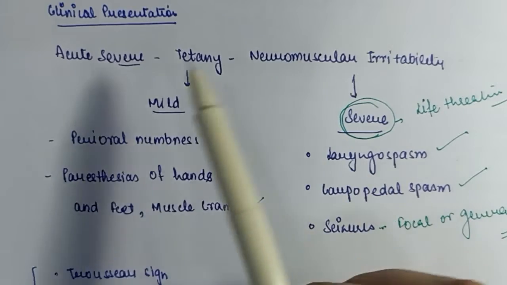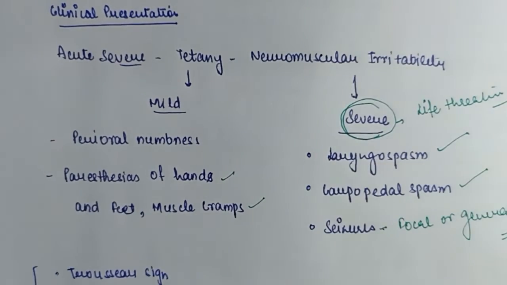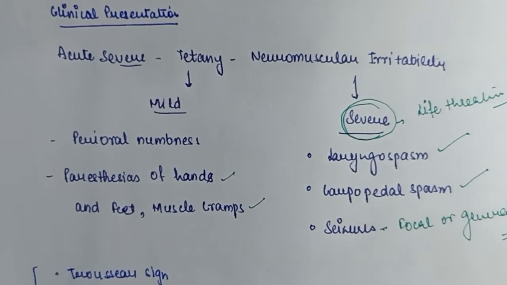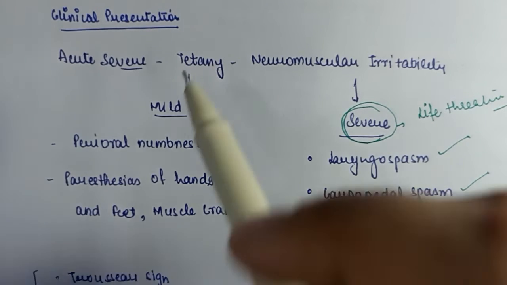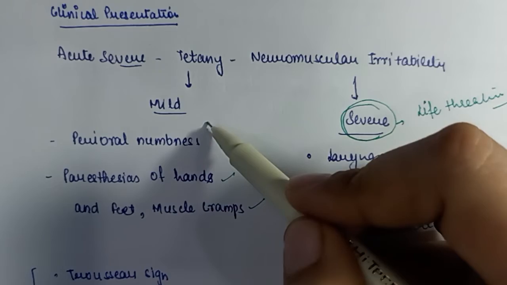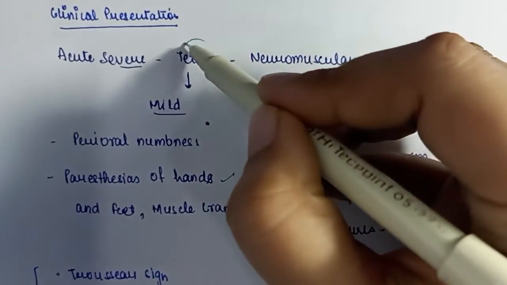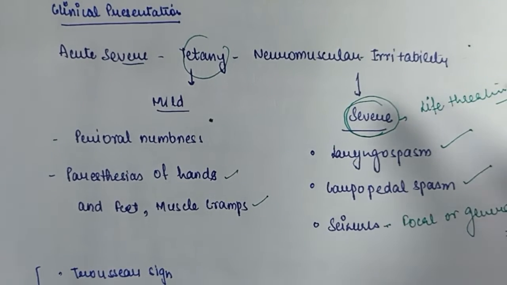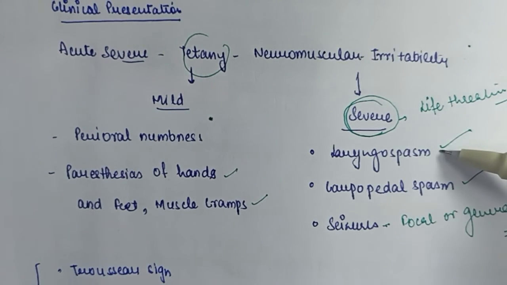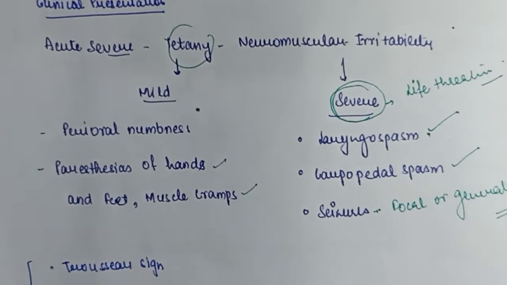So in hypocalcemia, the clinical presentation depends upon the severity, whether it is acute or chronic. If it is acute and severe, then it can present with tetany. Tetany is neuromuscular irritability. It can be mild or severe. In the severe form, the patient can present with acute breathing difficulty. There can be laryngospasm, carpopedal spasm, and focal or generalized seizures.